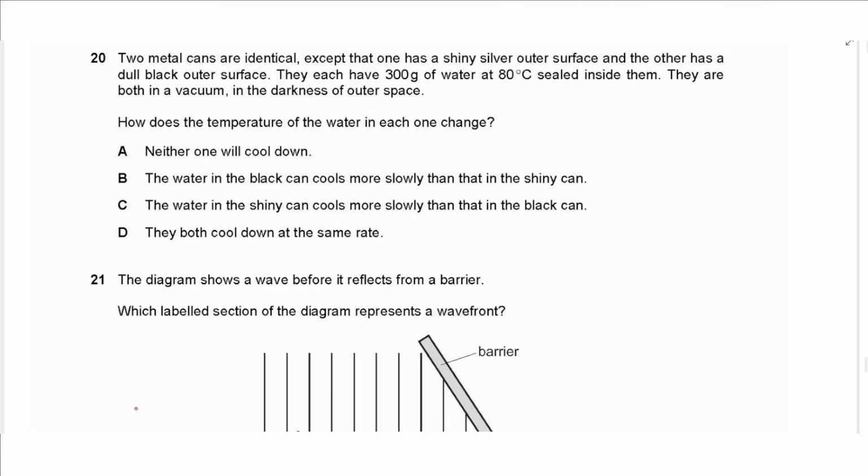So there would be no conduction or convection in space, but there will still be radiation, and 80 degrees Celsius is hot. So there will be an emission of heat, so they will cool down. So neither one will cool down is not accepted. The water in the black can cools more slowly? No, that would be emitting more quickly, so it will lose heat more quickly. Water in the shiny can cools more slowly than that in the black can, yes, because silver or shiny surfaces are poor emitters of heat radiation. Both cool down at the same rate, no. So the answer here is C.